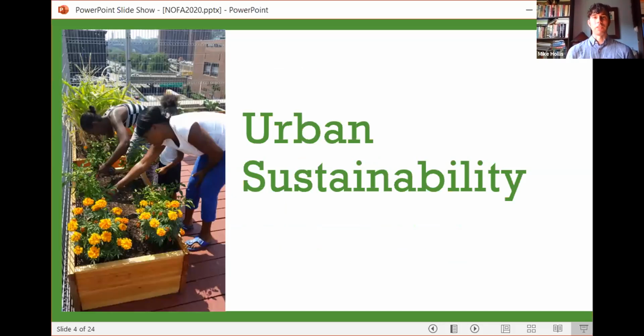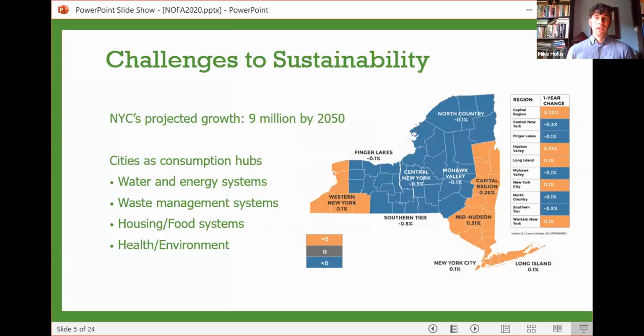Kicking it off with urban sustainability. Some challenges to sustainability: New York City is experiencing incredible growth. We're looking at 9 million people expected to be living within New York City as a political boundary by 2050, an additional 1 million commuting into or visiting the city each day, and a regional population of 23 million that's expected to exceed 26 million by 2050. So very large numbers for our area.